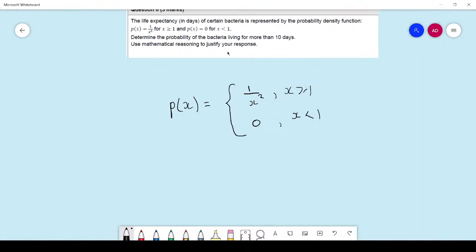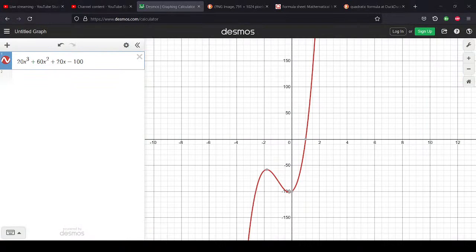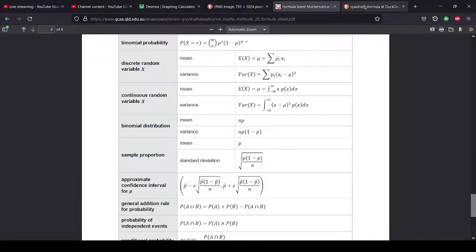Determine the probability of the bacteria living for more than 10 days. So with probability density functions, if we want to determine the probability, we'll just be looking at taking an integral, and we'll set the boundaries of the integral such that we can get an answer for the question. So it's more than 10 days. So I'm thinking we take an integral of our function with the lower bound being 10 and the upper bound being infinity, p(x) dx. And I'll just refer to the formula sheet to make sure I'm not missing anything here.